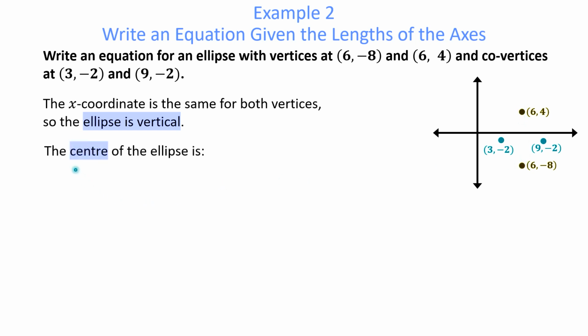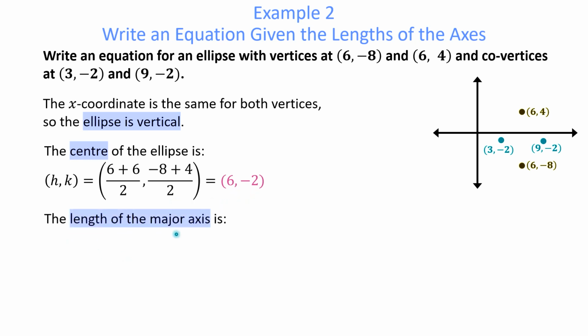Now, the center of the ellipse we can take as the midpoint of either the vertices or the co-vertices. So I'm going to work out the midpoint of the vertices. So we know that the center (h, k) can be worked out by simply adding the x values, so 6 plus 6, and then dividing by 2. Then adding the y values, so -8 plus 4, and dividing by 2. And this will simplify to give us the center (6, -2).